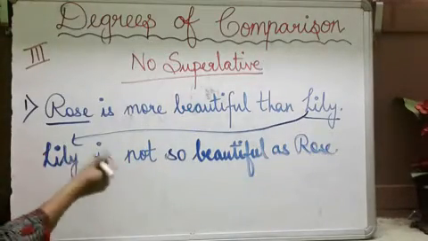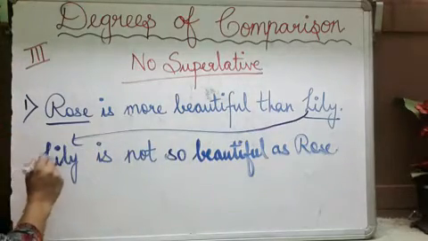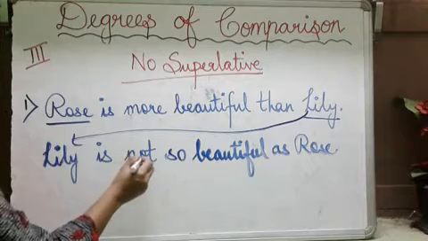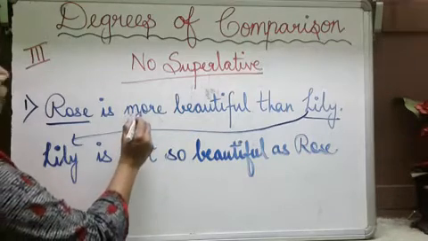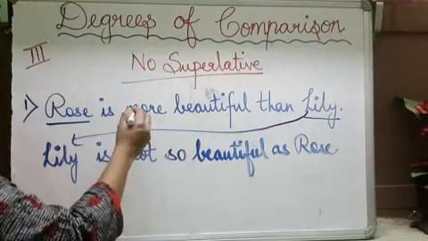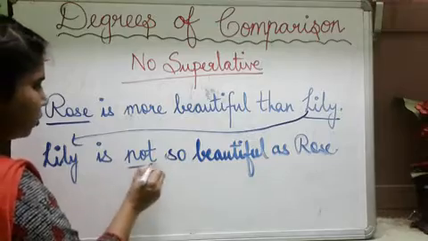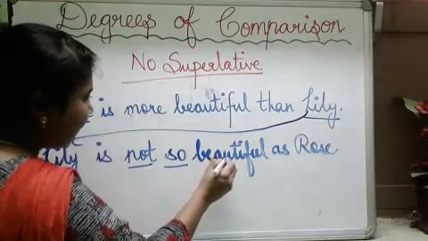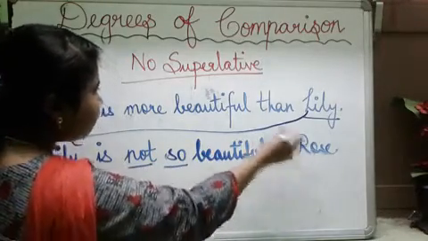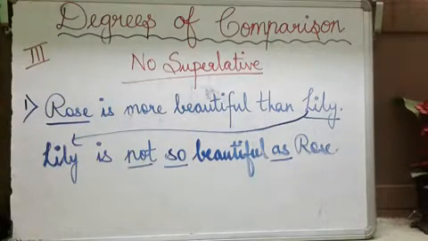So you can see here, the last subject you are bringing first, and then you are adding not, and instead of more, in the positive degree we should not use more and all, and than also you should not use, is it not? So you are using not, then so, then the adjective, then as, then Rose. So Lily is not so beautiful as Rose.